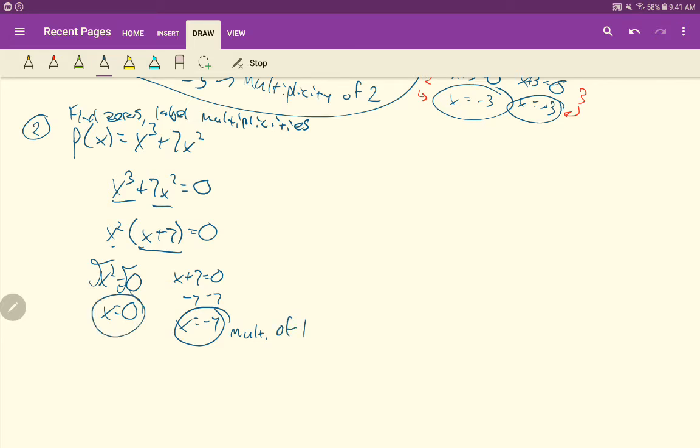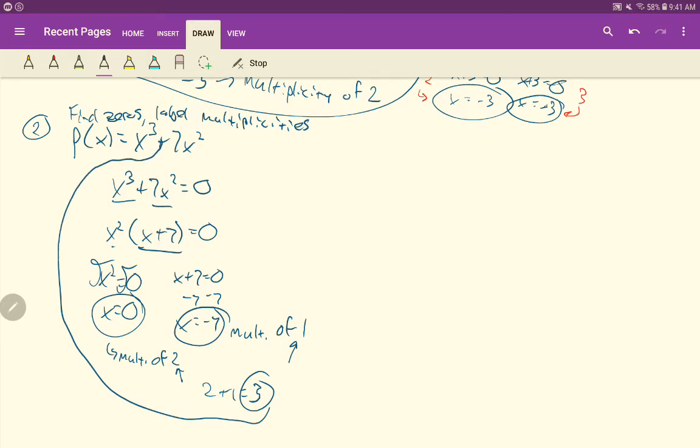Okay, what about this 0, though? What's its multiplicity? Remember where it came from. It came from this x squared right here. And that x squared has a power of 2, which means this has a multiplicity of what? You should say 2 there, because that 0 occurs twice. So again, you can see we have 2 zeros, 1 zero. So 2 plus 1 makes 3, which is the degree of our original polynomial there. Okay? All right, very good.